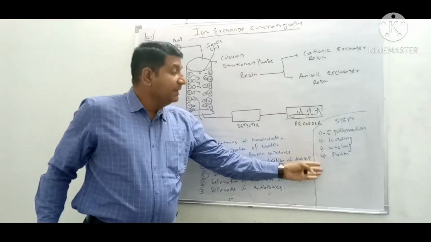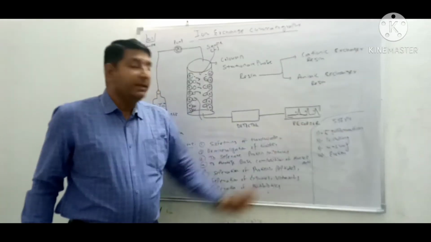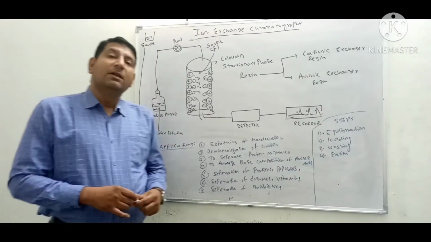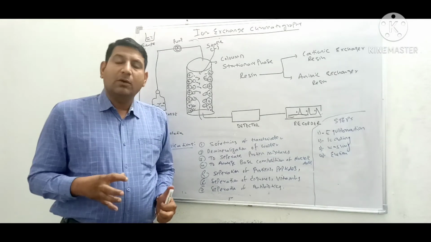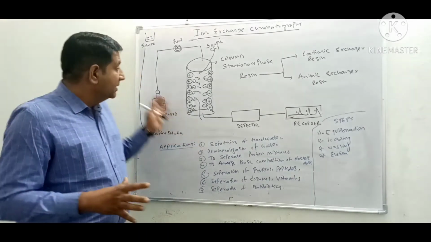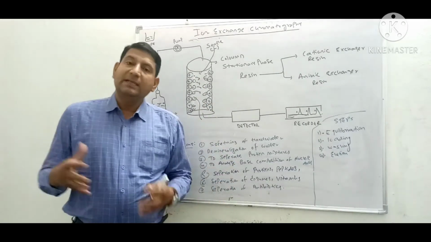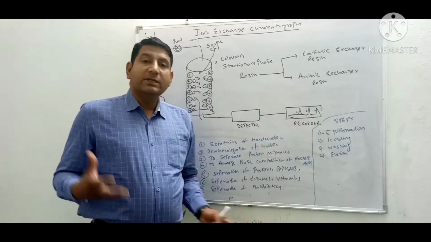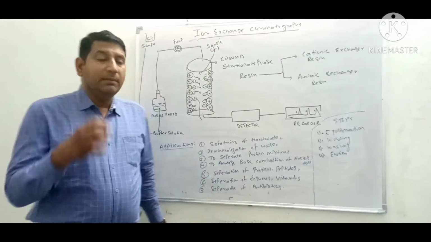We can classify these into 4 steps. Number 1 is equilibration. Equilibration is packing of the column. Packing of the column means we have to pack the charged resins into the column. Overnight it is reacted with the mobile phase so that these resins are completely saturated with the mobile phase. Equilibration means the packing of the resins in the column.